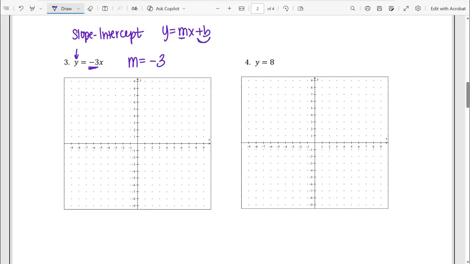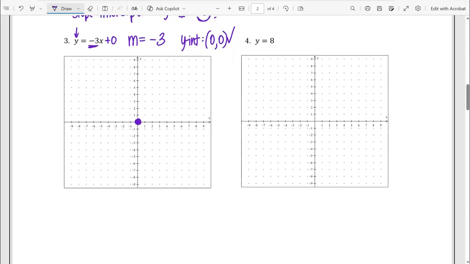However, do we have a b value? Do I have a number that's being added or subtracted? No, I don't. So I use what's called the nothing number. My y-intercept in this case, always 0 for the x, but because I don't have a number written in, my y-intercept is also 0. Meaning I'm starting off at the origin. 0, 0 is my first point.